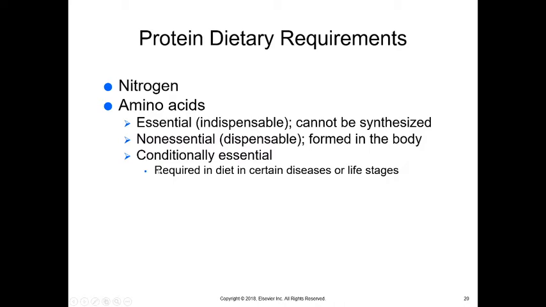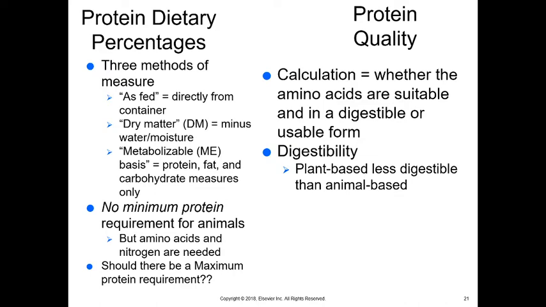Protein dietary requirements. Nitrogen is a requirement of food, and it's part of amino acids. Within amino acids we have essential, which are indispensable. We cannot make them within our body, so we need to have them in our diet. There's also non-essential, which we call dispensable. They're formed in the body, so we can get them in our diet, or our body will make them itself. And there's conditional essential, so it's required in the diet during certain diseases or life stages. It's important that we are aware of what those conditionally essential are, so we can provide those in the diet as needed.